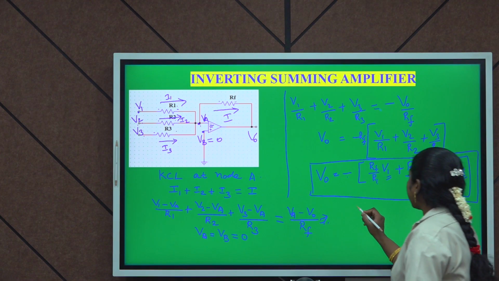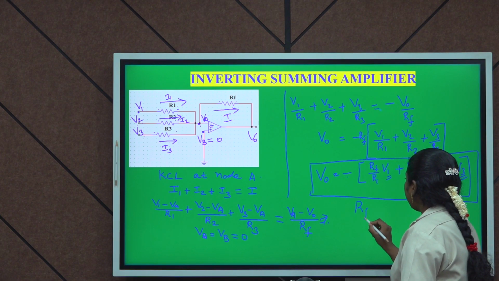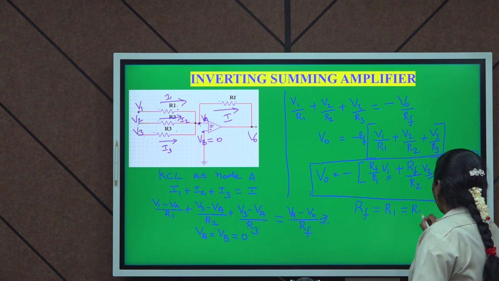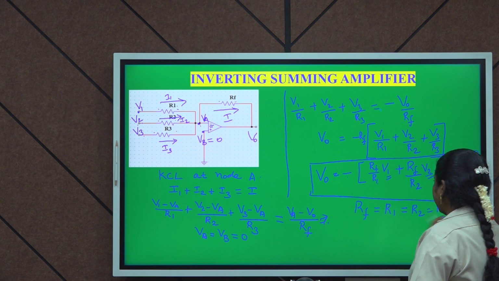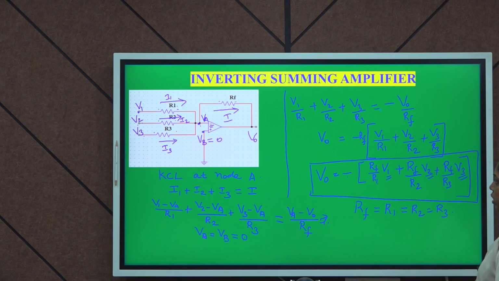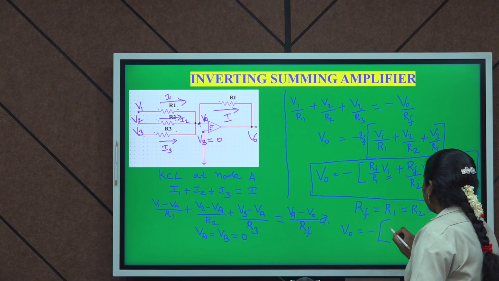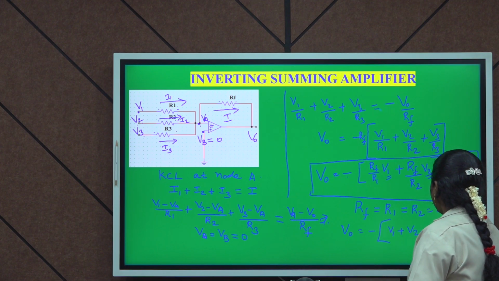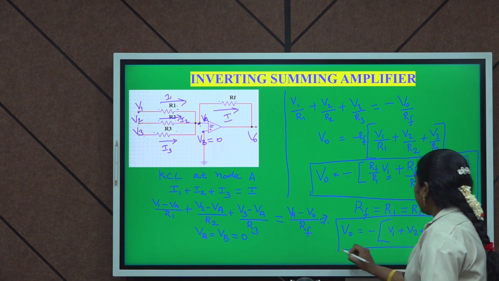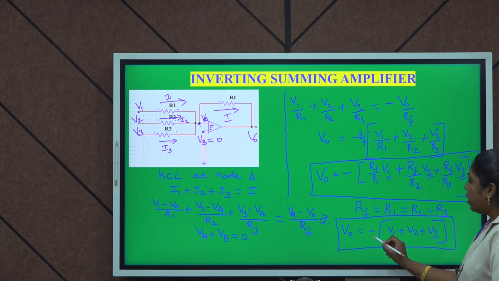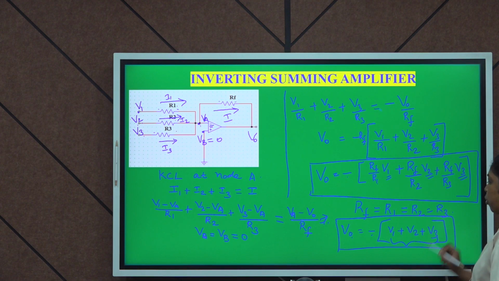Here, when we consider that the RF value is equal to R1, which is also equal to R2 and also equal to R3, if all these resistor values are the same, the output voltage equation becomes minus of (V1 plus V2 plus V3). From this equation, we can infer that the output voltage obtained is the inverted sum of all the input voltages V1, V2 as well as V3.